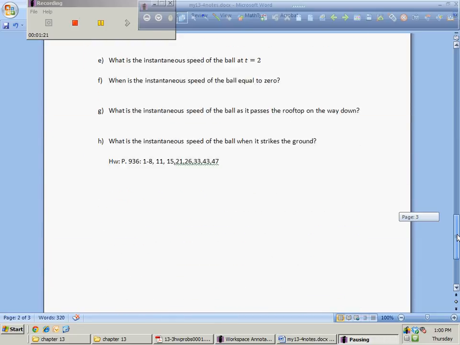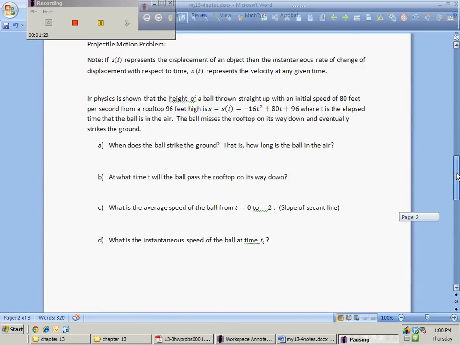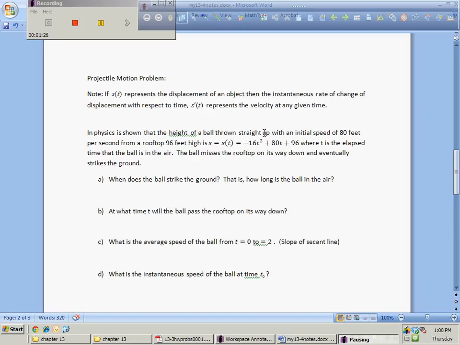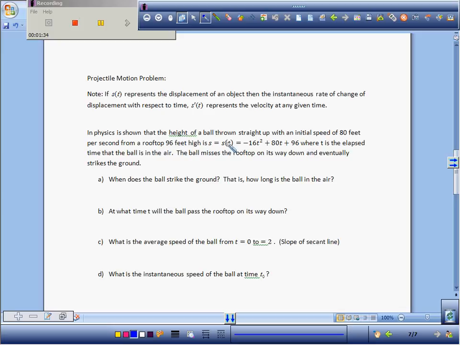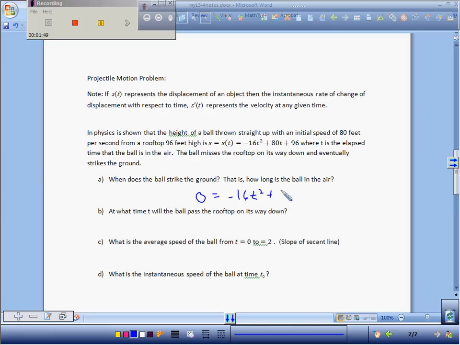So the first couple of problems just deal with plugging into this formula. When does the ball strike the ground? This is displacement. So if I want to figure out in this particular problem when the ball strikes the ground, what would be the displacement at that moment? 0, right? So you just set this equation, negative 16t squared plus 80t plus 96, equal to 0. And what's nice about this 96 is that 16 goes into all these numbers.